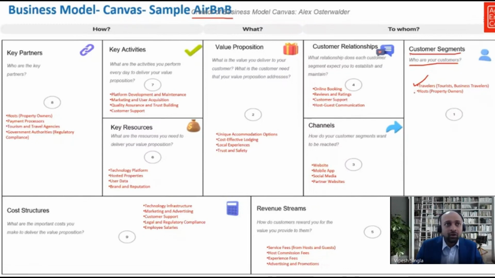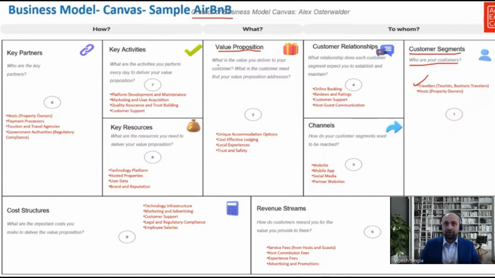No, Vipesh. Okay, so let's move on to the next one. Value proposition. I hope all of you know what Airbnb is. Basically, it's a startup. What they do is they match people who are looking for short-term accommodation with the people who have rooms available for short term. So they match these two kinds of people on a digital platform. That's their main business.